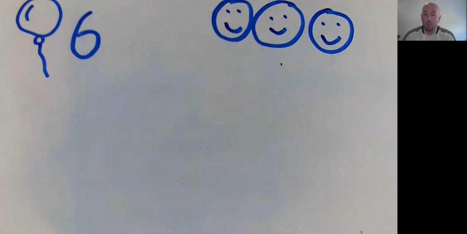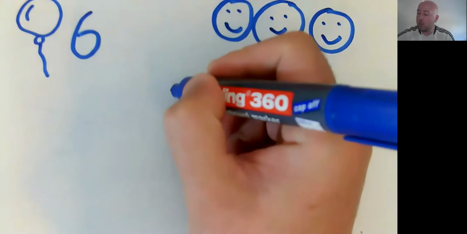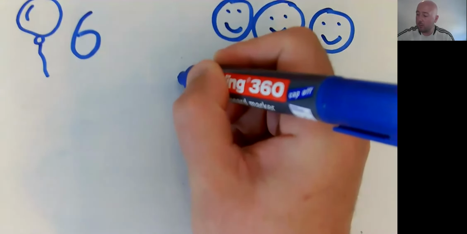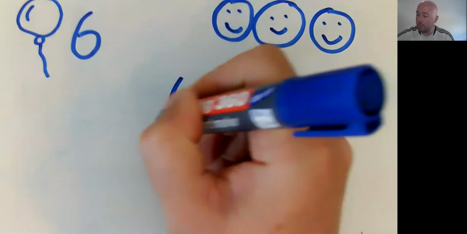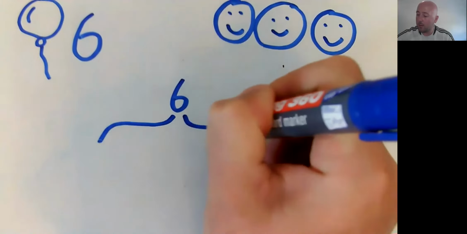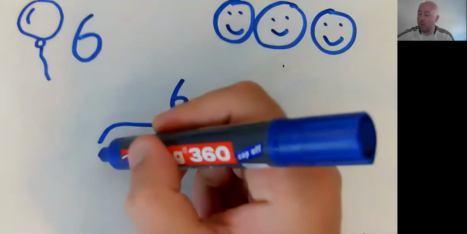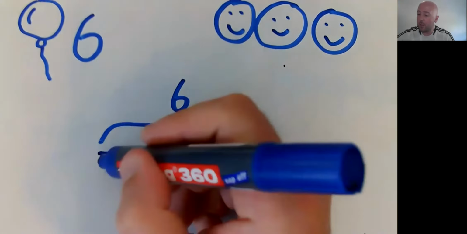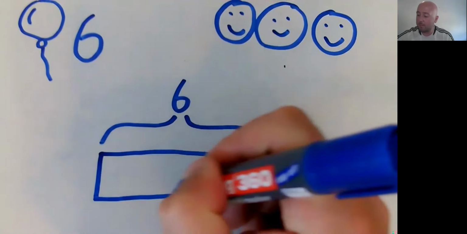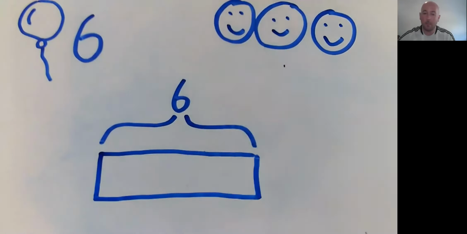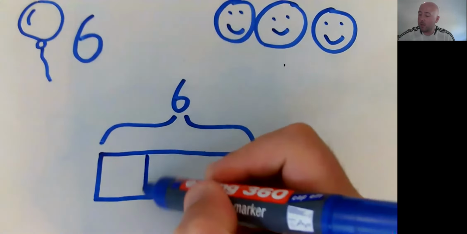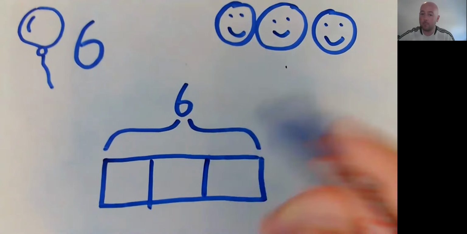Okay? And so we start with what we know, and then that should hopefully take us on a journey towards what we don't know. And so we know that there are 6 balloons in total. So we know the total value of our bar will be 6. Okay. We know that there are 3 friends. So there are 3 groups, 3 parts.